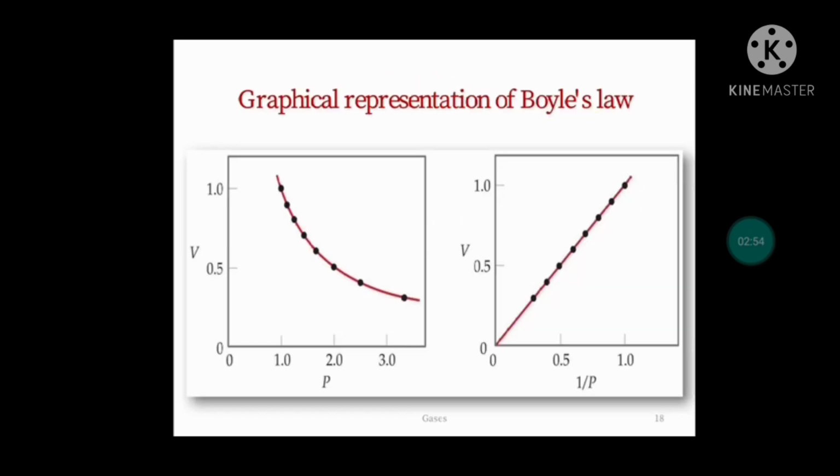In this way you can represent the graph of Boyle's law. Volume and pressure are inversely proportional. If pressure is increased, volume will decrease. If volume is increased, then pressure is decreased. One graph is V versus P, and another one is V versus 1/P.